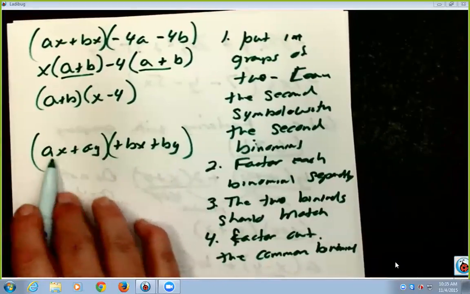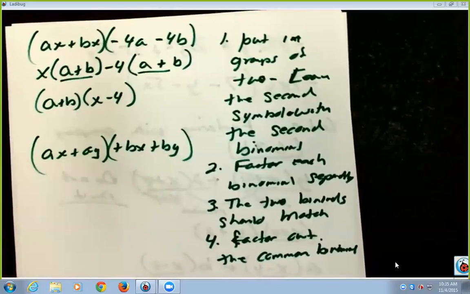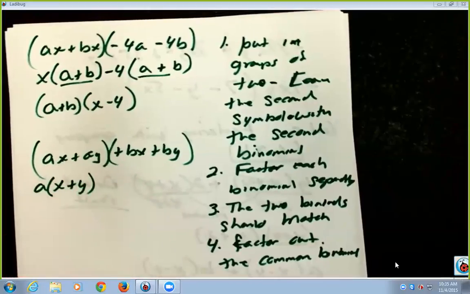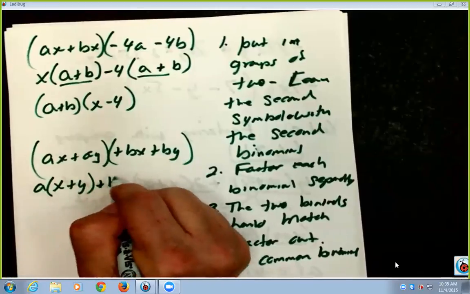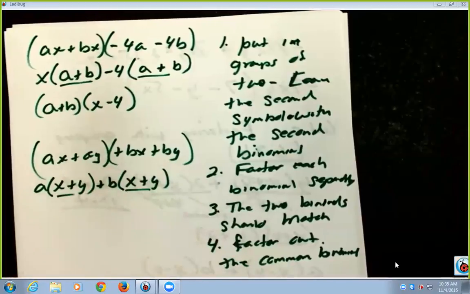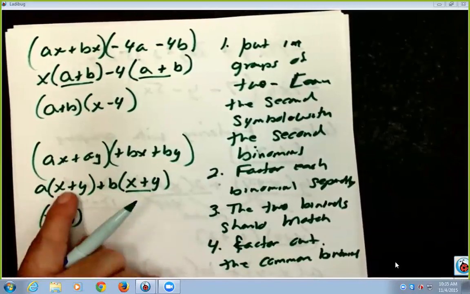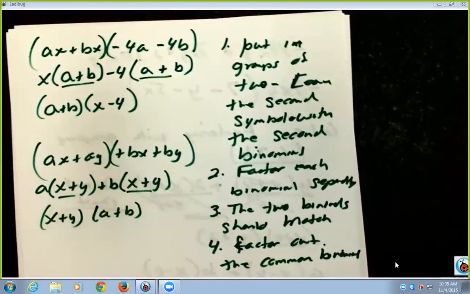So what can I pull out of the first piece? I can pull an a out, which leaves me with x plus y. Second one, the common piece in there, I can pull out a b, which leaves me with x plus y. These two match, and they need to match. If they don't match, we did something wrong. So x plus y, pull it out, leaves me with a plus b. Okay or not okay? Okay.